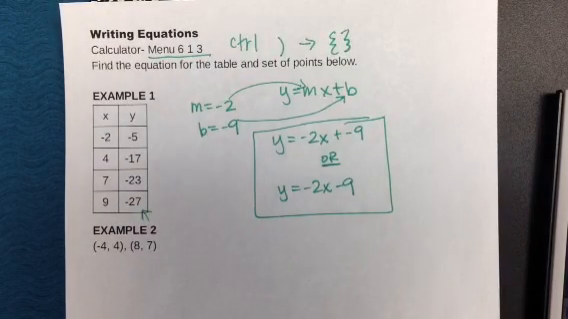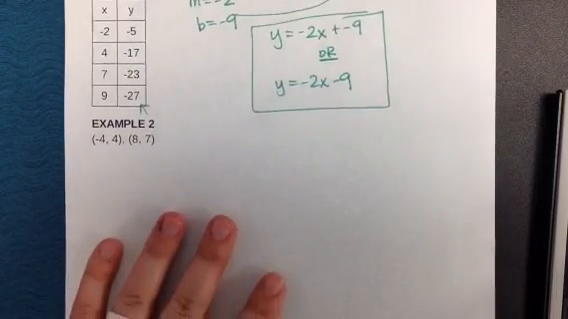Now, a lot of this is remembering control, close parentheses. That's kind of a big deal. Also remember M and B and plugging that in. Let's look at example 2 here.